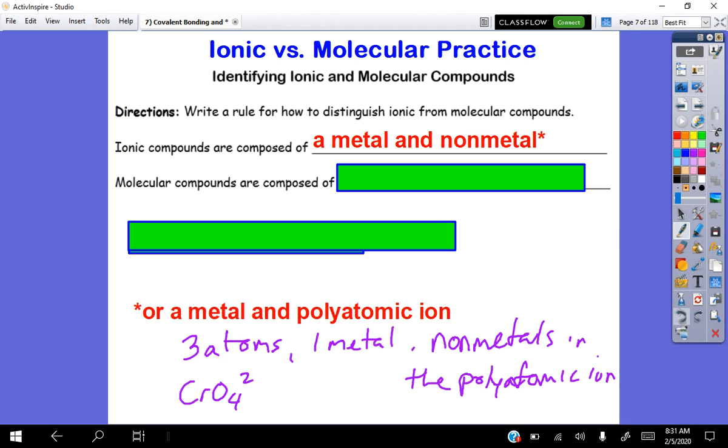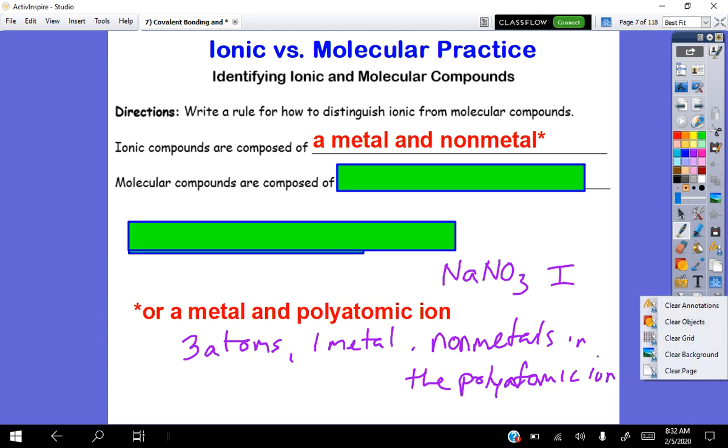Now, if you're classifying something with a polyatomic ion, but it also has a metal, it's better to just classify the whole thing as ionic. So if I had something like NaNO3, sodium nitrate, I know with sodium nitrate, this portion here, the polyatomic ion, has nonmetal atoms in it, but because there are electrostatic attractions occurring, this whole thing I would still classify as an ionic compound.